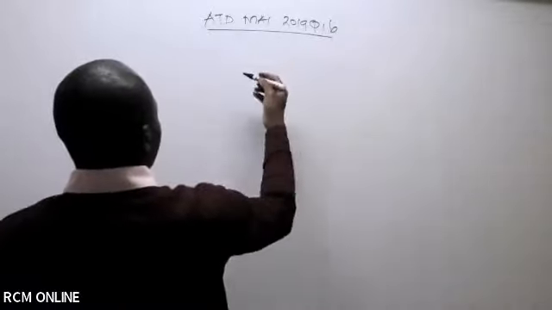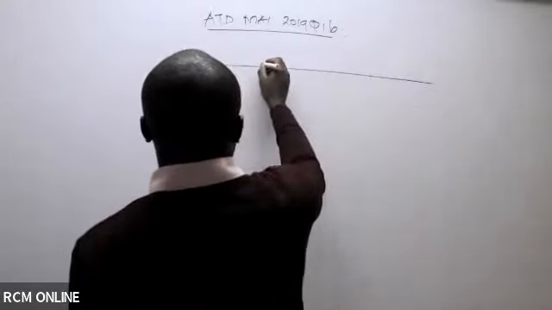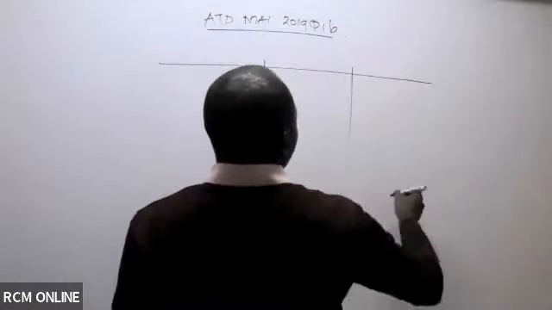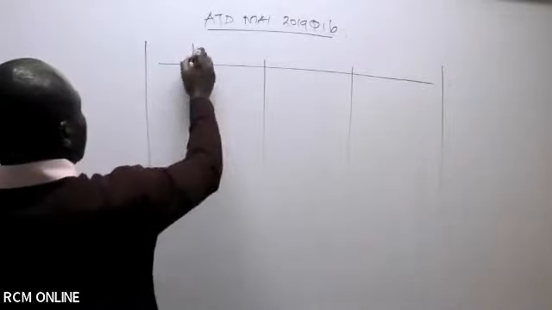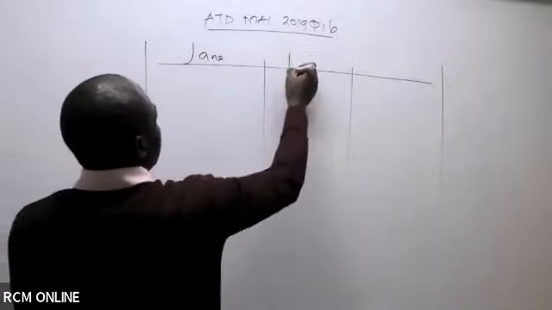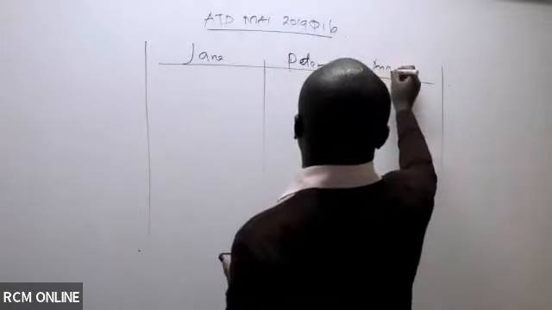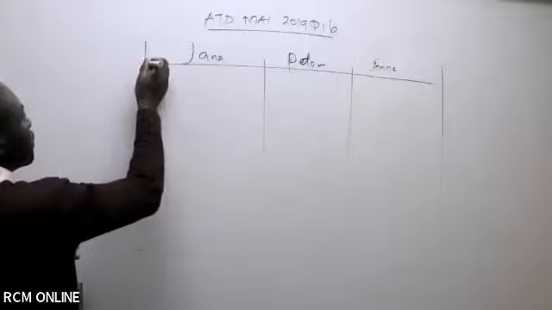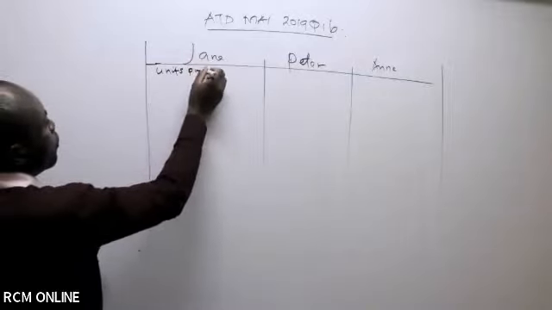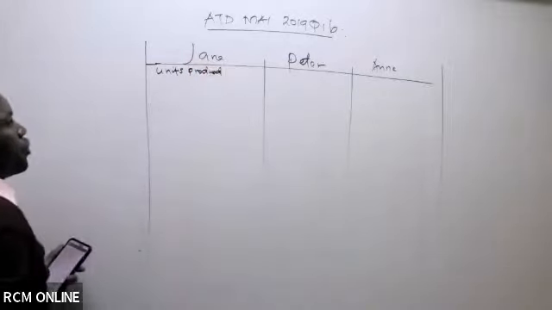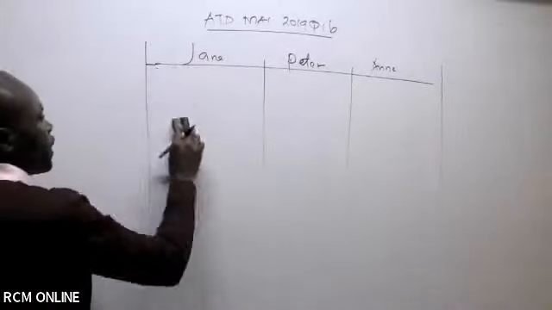Good. So without taking much time, you can deal with these 3 people here. We're talking about Jane, Peter, and Anne. So we first of all get units produced. I think I should be able to provide another column here.